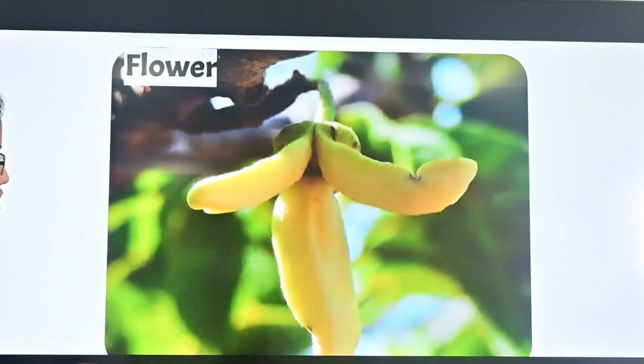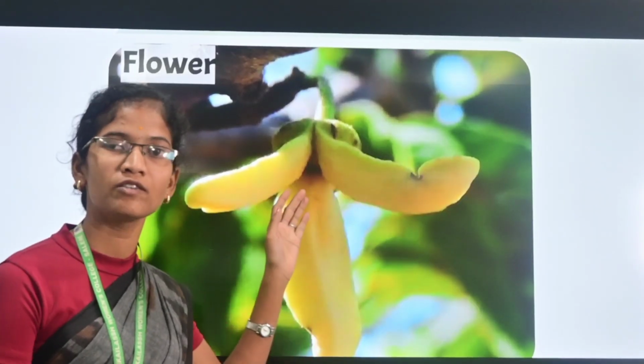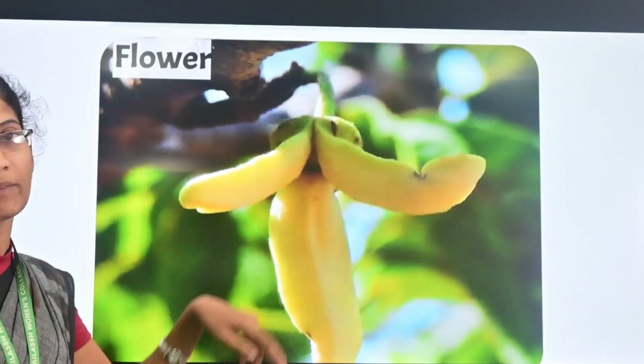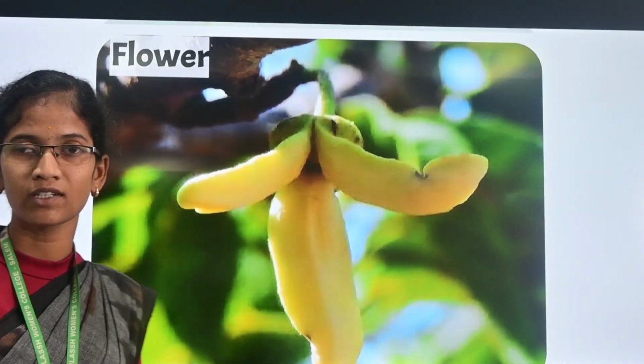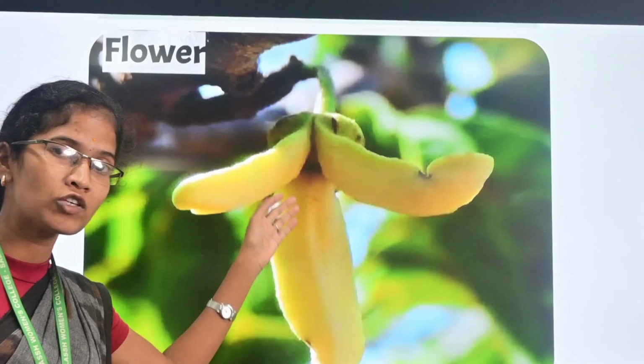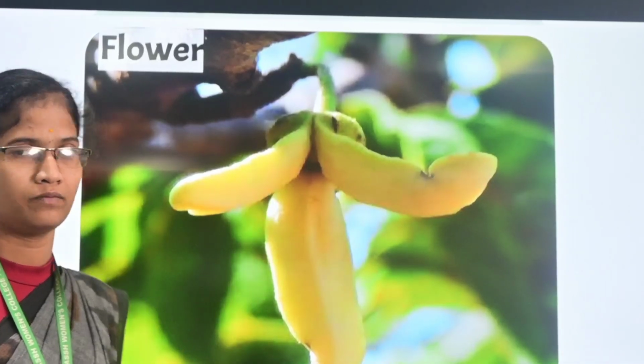Next slide. Flower. The Annonaceae flower is greenish yellow in color, and petals are trimerous and usually fleshy. And flowers are actinomorphic, regular. Next slide.